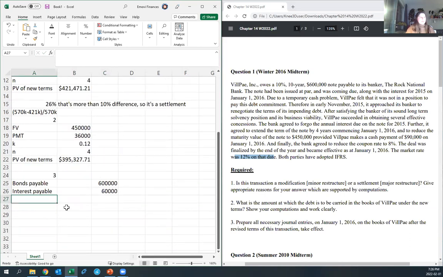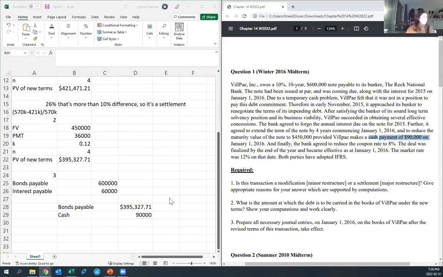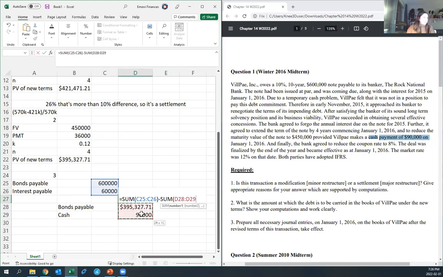We're going to have a gain or loss. So I'm going to leave it blank for now because I don't know yet if it's a gain or a loss. We're going to increase our bonds payable by the present value of the new terms that we found here. And we're going to have a credit to the cash account because of the 90,000 payment here that was made. So I think it's a gain, so 660,000 or 485. So it's a gain, and the amount is your debit minus your two credits here, and a gain on the restructuring of debt.